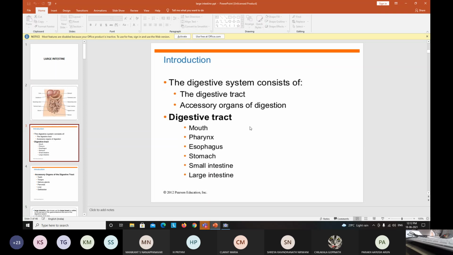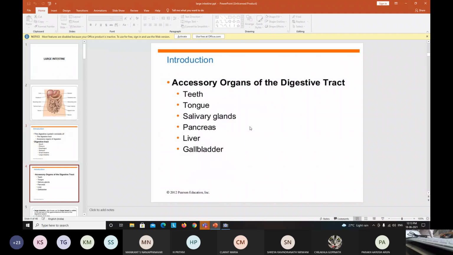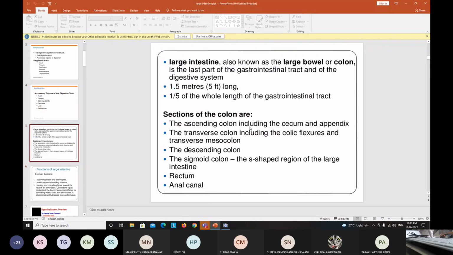Why is it called small and large? You can compare with the lumen of that particular intestine. As a general feature, measurement of the small intestine, anybody? No idea. The large intestine is around 1.5 meter. What are the digestive accessory organs? They include teeth, tongue, salivary glands, pancreas, liver and gallbladder.